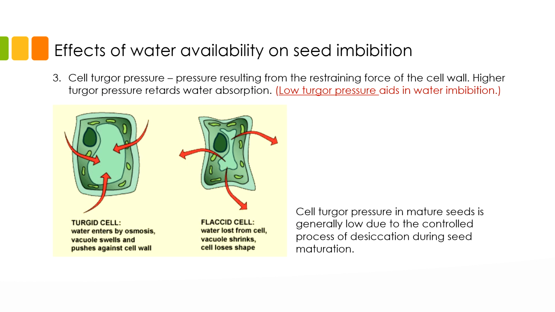Lastly, we have cell turgor pressure. This refers to the pressure resulting from the restraining force of the cell wall. When you have high turgor pressure, it means your cell is already turgid or expanded from water entry. High turgor pressure retards water absorption. On the other hand, low turgor pressure means there is not enough water in the cell. That means there is still room for the cell to absorb water. Low cell turgor pressure, like the condition of the cells in mature seeds, aids in water imbibition.